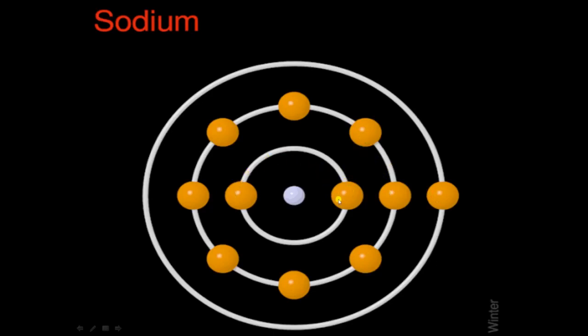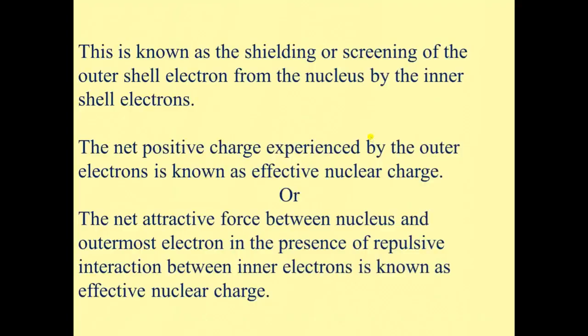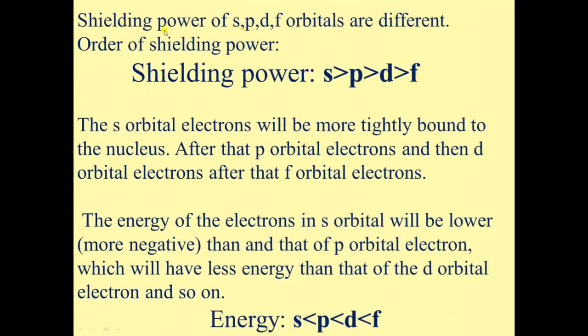Here electrons are acting like a shield or screen, and electrons are present in orbitals. Different orbitals have different shielding effect. The shielding power of s, p, d, f orbitals are different, and the order of shielding power is that s has the greatest shielding power, after that p orbital, after that d orbital, and in the last f orbital. F orbital has the least shielding power. The s orbital electrons will be more tightly bound to the nucleus, after that p orbital electrons, then d orbital electrons, after that f orbital electrons.